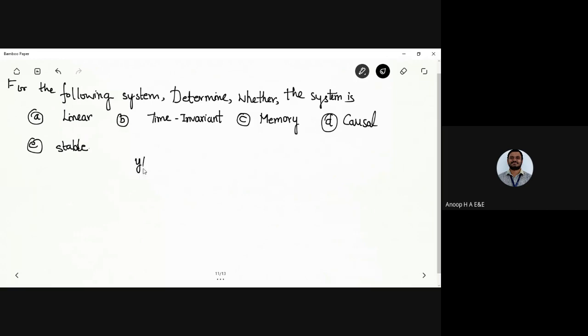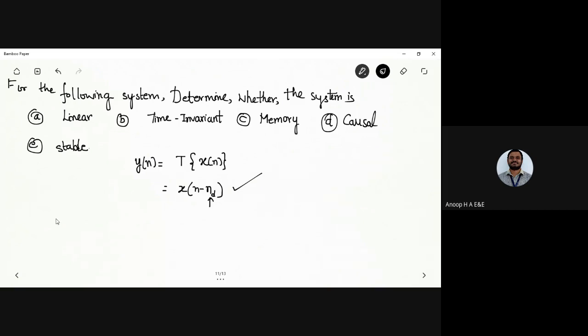Now I have y of n that can be written as the T operator on the input signal x of n. That should be equal to x of n minus nd, where nd is any other number, either a positive number or a negative number. Got it? This is the given signal, and you can expect such numerical problems for the examination also.